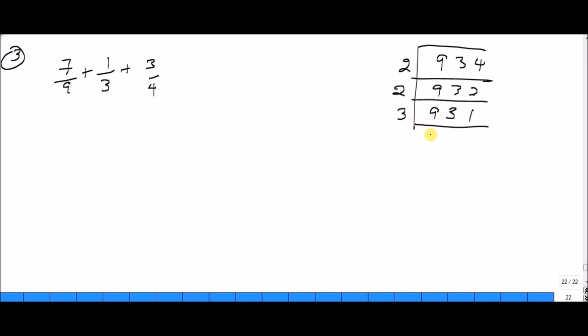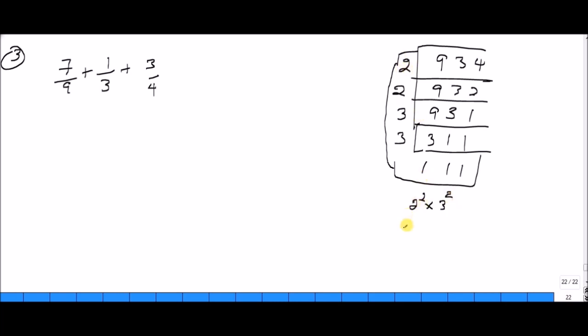3 into 9 will go 3 times, and 3 into 3, 1. Using 3 again. We say 3 into 3, 1. And 3 into 1, 1, and we have the other ones there already, and we always try to go down to 1. Now we'll say 2 squared multiplied by 3 squared.